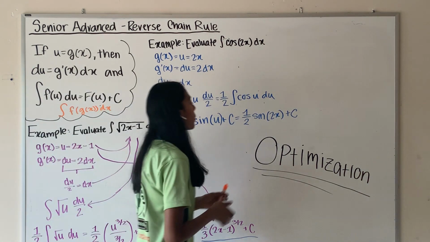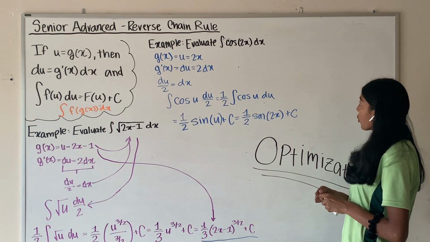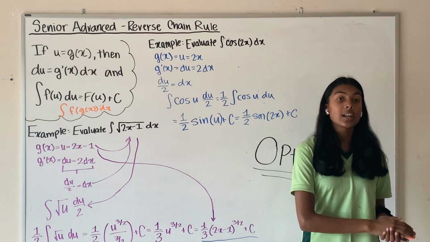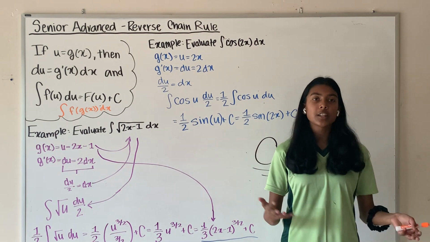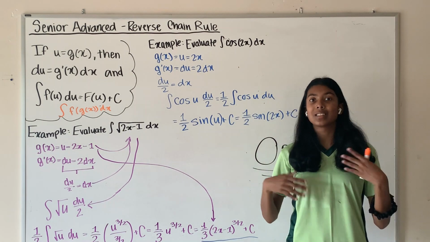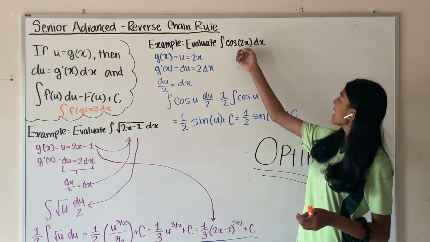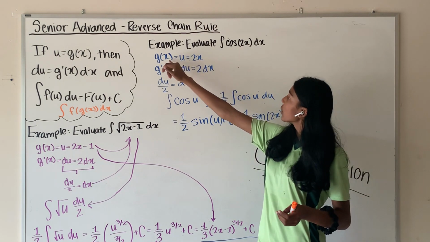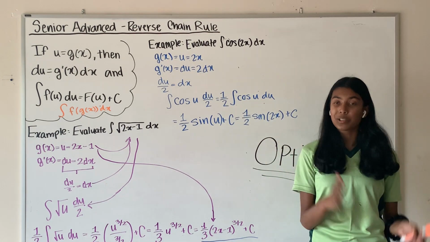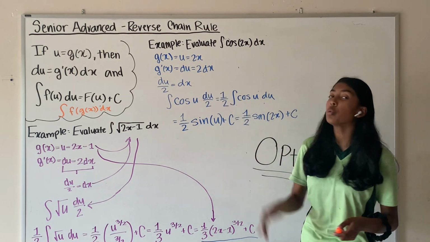Another example: evaluate the indefinite integral of cosine of 2x times dx. First we're going to find our inner function. Our inner function is going to be 2x, and our outer function is going to be the cosine of something. So we take our 2x and set that equal to u. Then we do our next step, which is finding the derivative of u. So we're going to get du is equal to 2 dx.